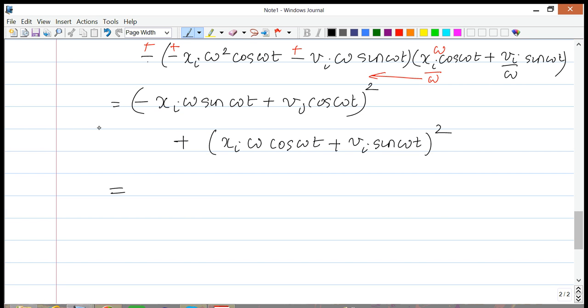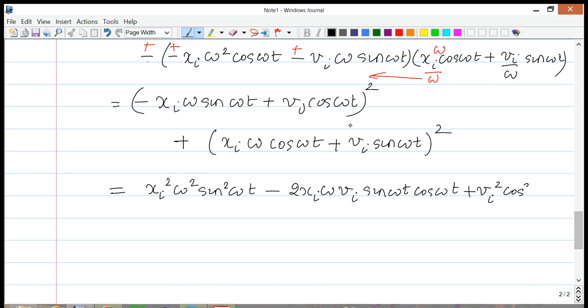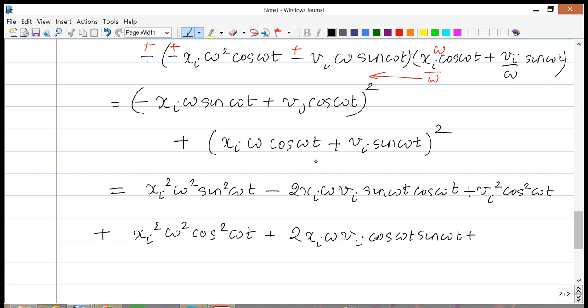So now let's square everything out and see what happens. Okay, a lot of things you'll see will cancel out. So the square of the first term gives me xi square omega square sine square omega t minus 2 xi omega vi sine omega t cosine omega t plus vi square cosine square omega t. Now the second term ends up becoming xi square omega square cosine square omega t plus 2 xi omega vi cosine omega t sine omega t plus vi square sine square omega t.